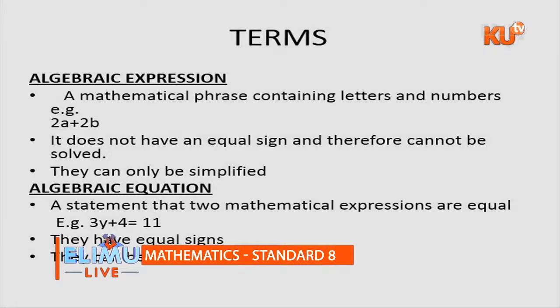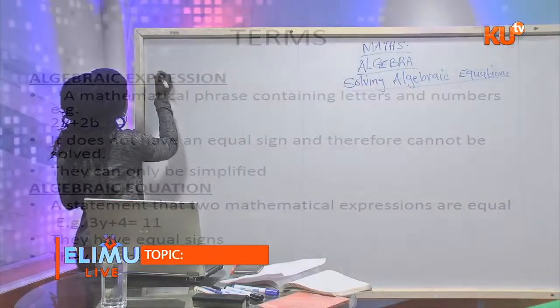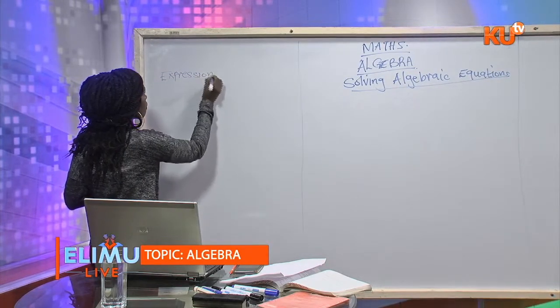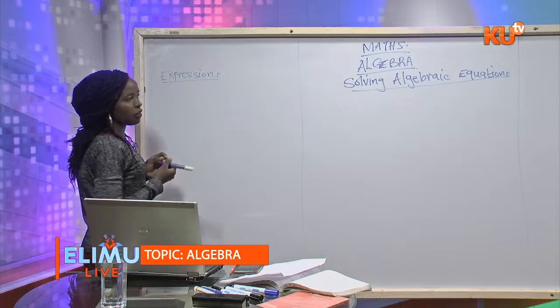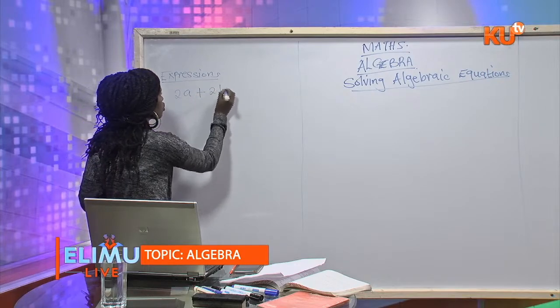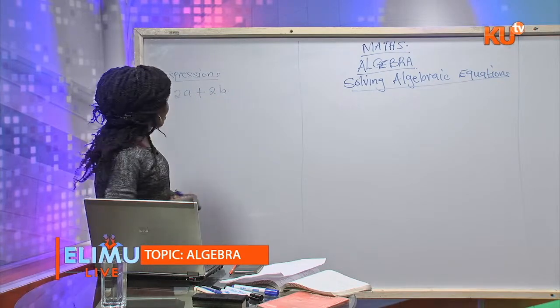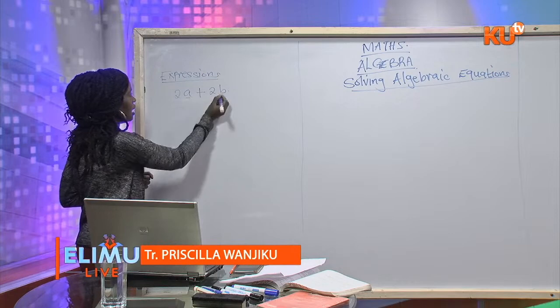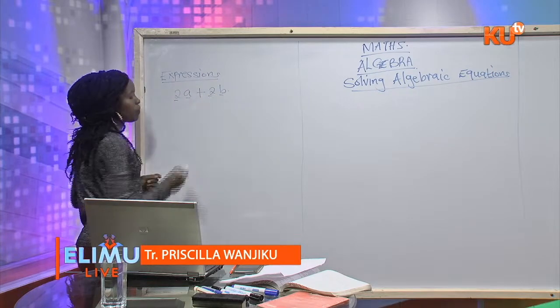So we have algebraic expressions. An algebraic expression is a mathematical phrase containing letters and numbers. For example, 2a plus 2b. This is an algebraic expression. It has letters and it has numbers.